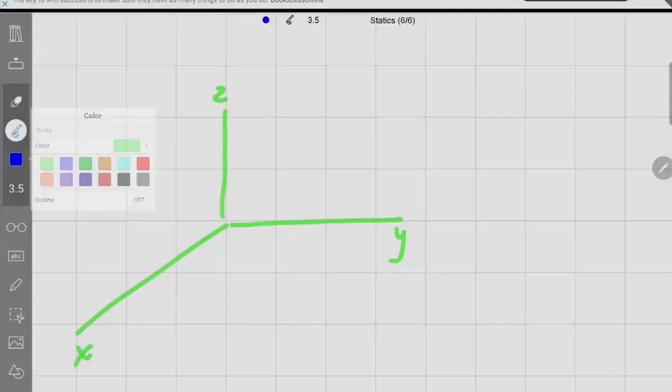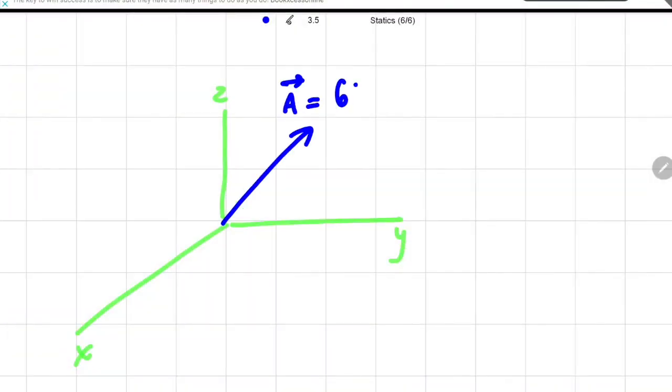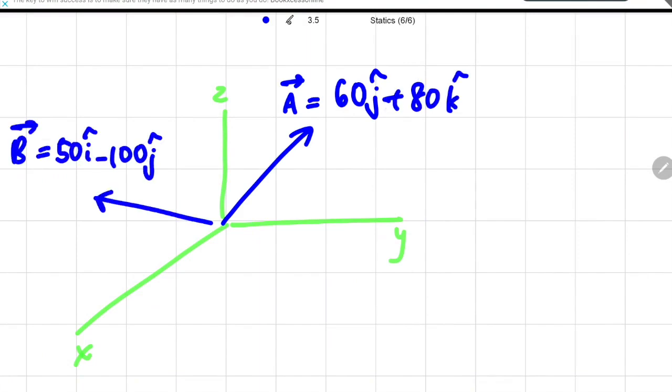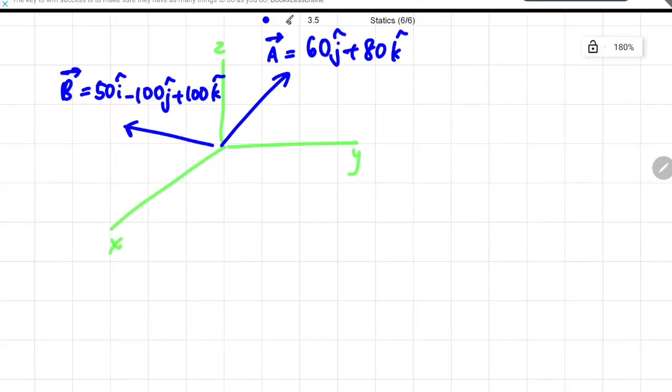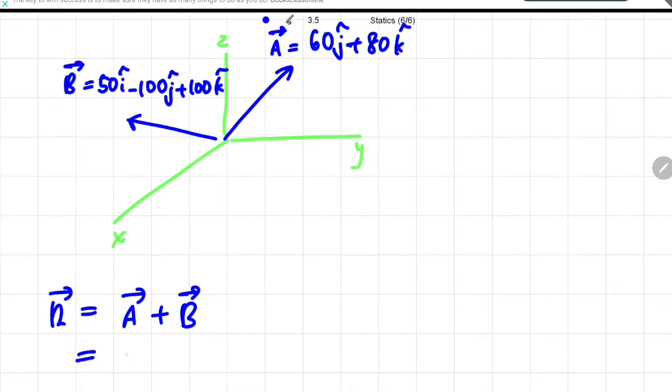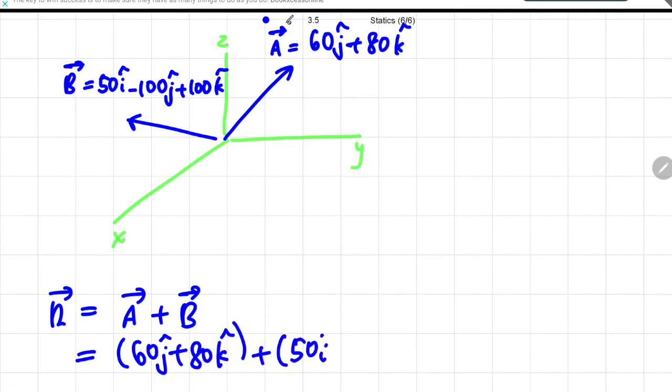Okay, let me quickly redraw the two force vectors of the spider web, which are force vector A and force vector B. So we know kalau kita nak calculate the resultant vector, let me call it R, kita kena tambah vector A with vector B. We can rewrite the Cartesian form of vector A, which is 60j plus 80k, and then we rewrite the Cartesian form of vector B, which is 50i minus 100j plus 100k.